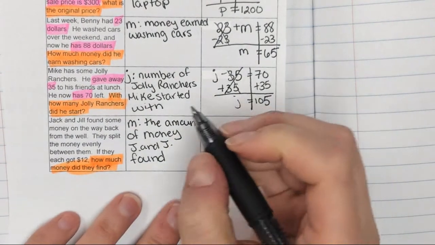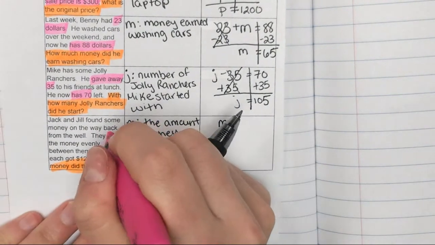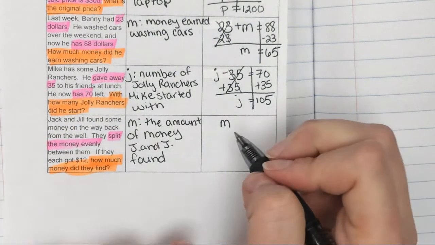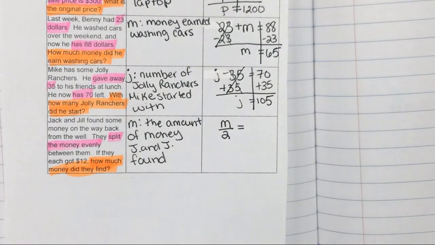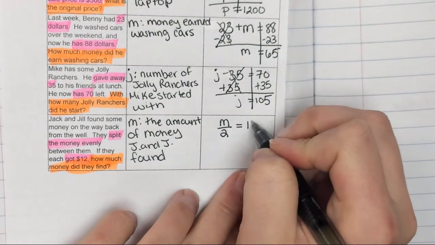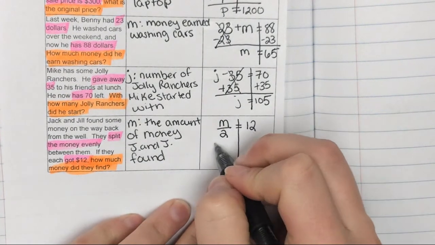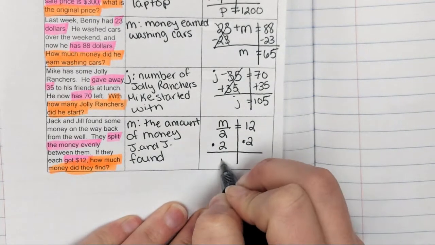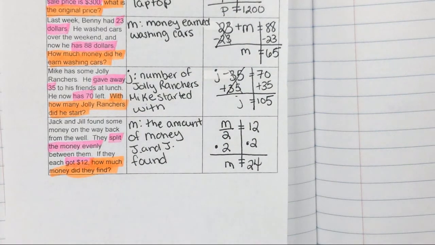All right, so they found some money. That's the first thing that happened in the story problem. And they split the money evenly between them. They split the money evenly. And there's only 2 people, so we're splitting it evenly between 2 people. And then they each got $12. So when they split it in half, they're each getting 12. I see division with my eyes, so I'm going to use multiplication to solve. I divided by 2, so I'm going to multiply by 2 on both sides. And I have M is equal to 12 times 2 is 24. So they found a total of $24.